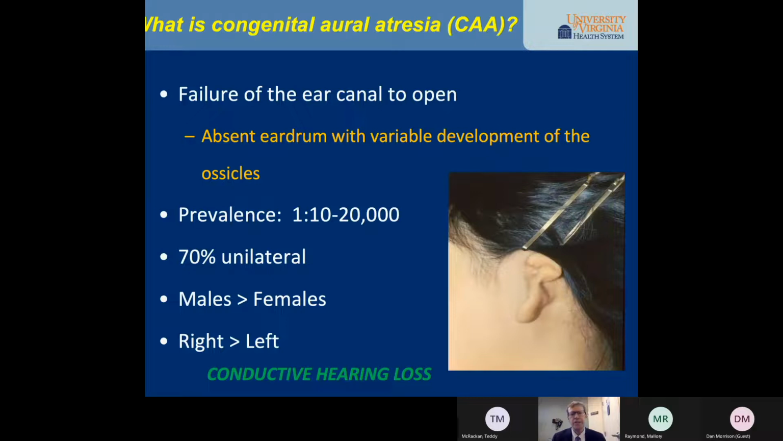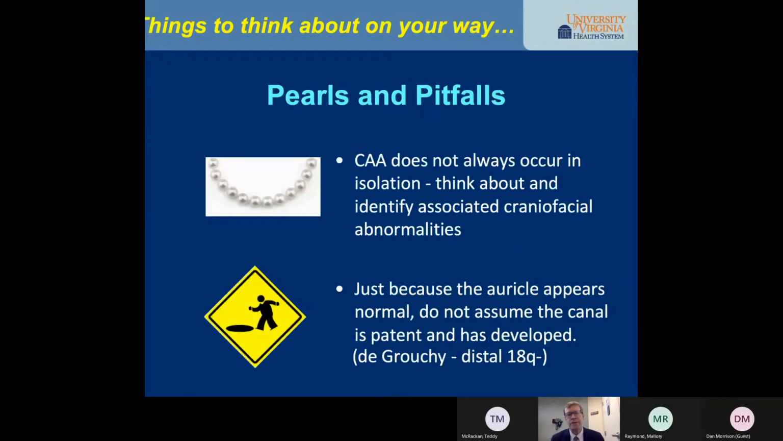So our first pearl and pitfall as we're going toward the newborn ICU or the newborn nursery to think about a child with an ear deformity: congenital aural atresia does not always occur in isolation. Think about and identify associated craniofacial abnormalities. And contrarily, just because the auricle appears normal, don't assume the canal is patent and has developed.